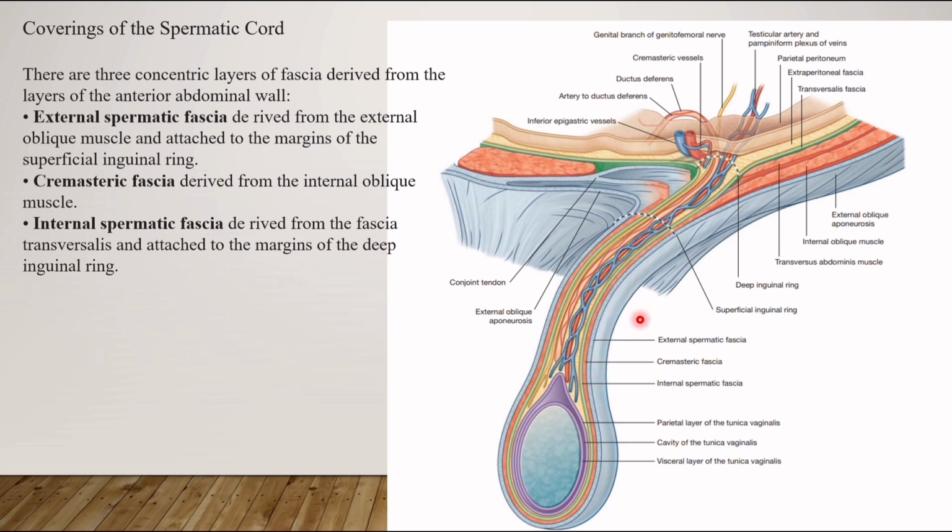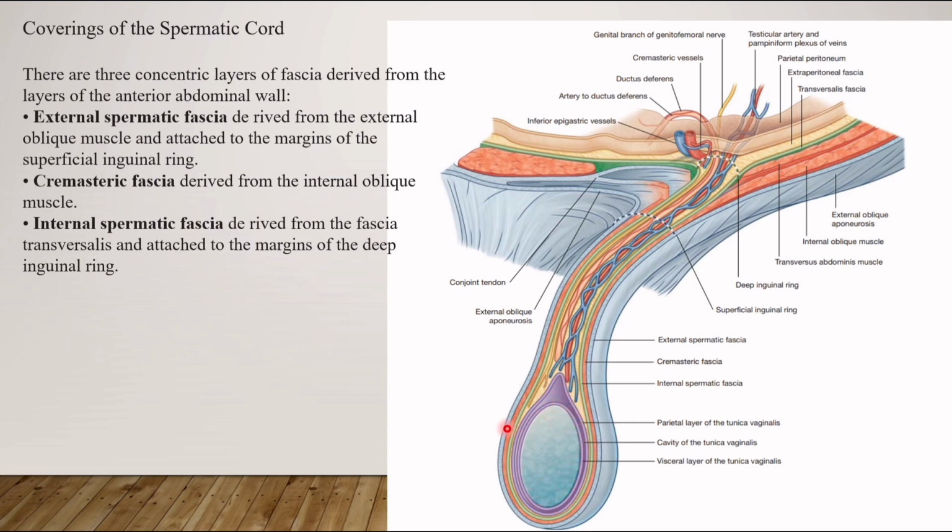So the coverings of the spermatic cord include the fibers of the external oblique aponeurosis. From external going internal, the external oblique aponeurosis becomes the external spermatic fascia. Then the internal oblique aponeurosis becomes the cremasteric fascia. Then the transversalis fascia becomes the internal spermatic fascia. Then the processus vaginalis becomes the tunica vaginalis. It has a visceral layer and a parietal layer, and also a cavity.